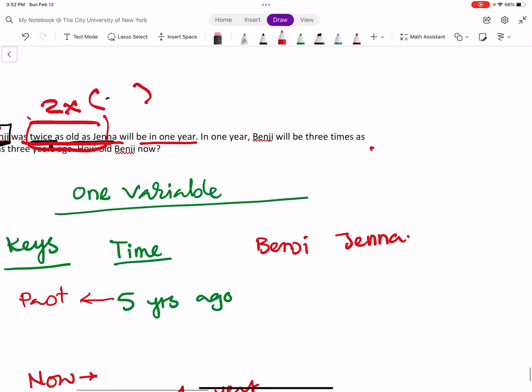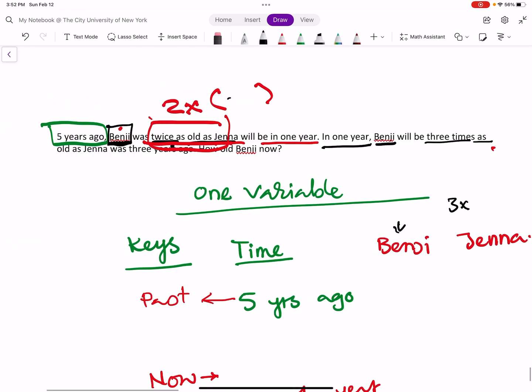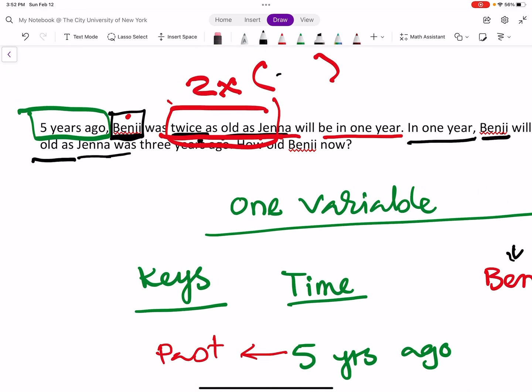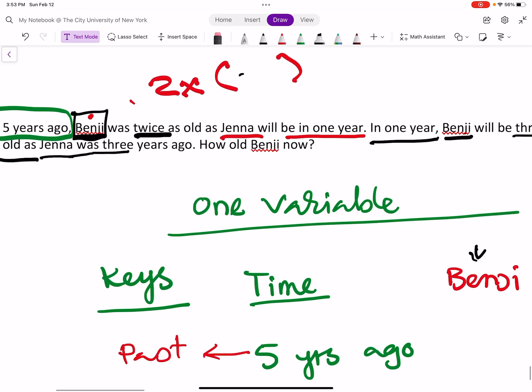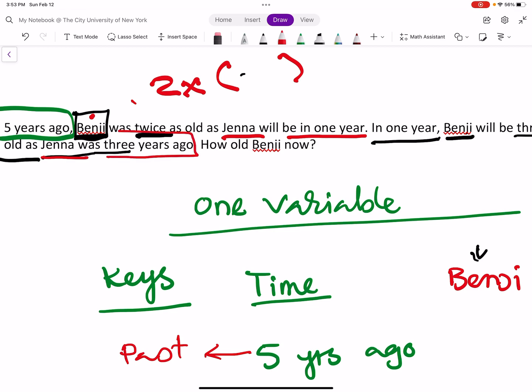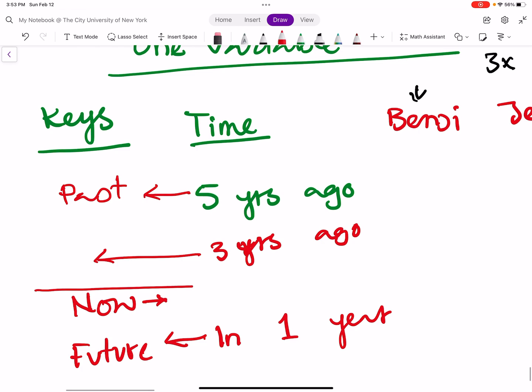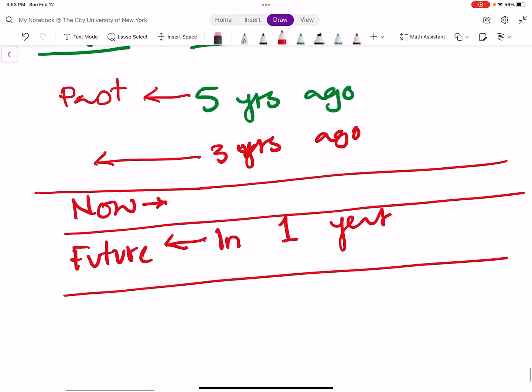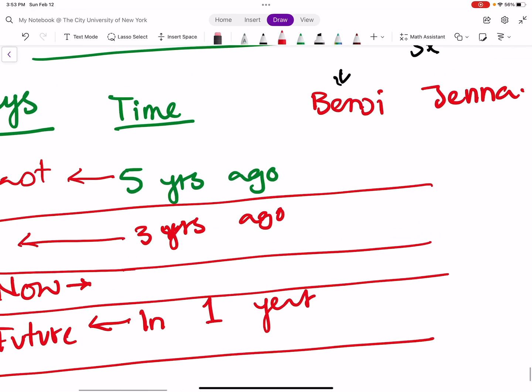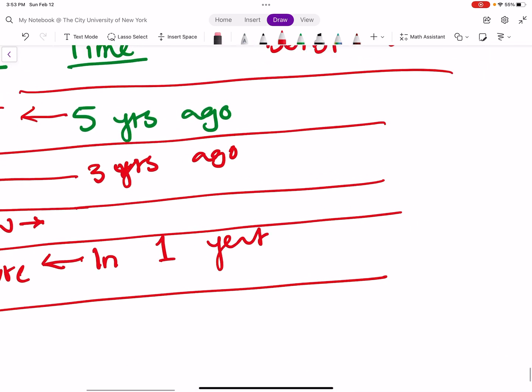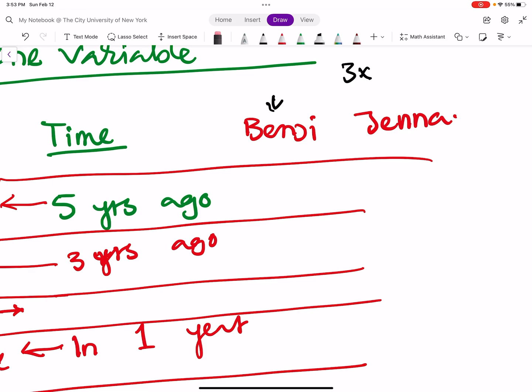However, let's see what we have. In 1 year, there's a relationship between Benji, this is already written, three times as old as Jenna was 3 years ago. So there is another time frame that is 3 years ago. So that should be somewhere here, 3 years ago. That is still in our past, right? So that's now. That's in 1 year. That's in 3 years. That's in 5 years, right? So let's frame the variables and get the relationship.